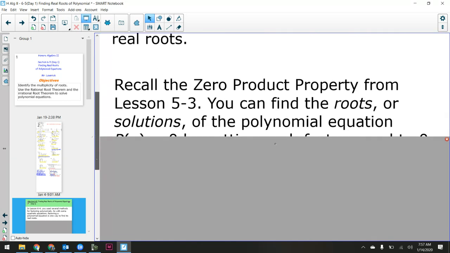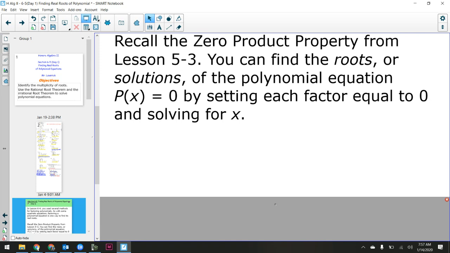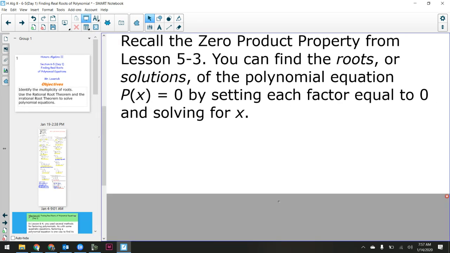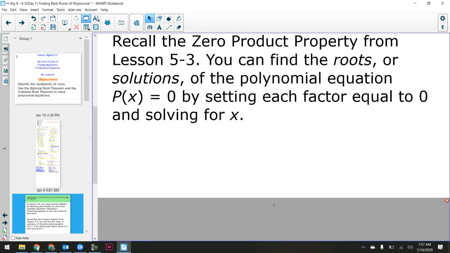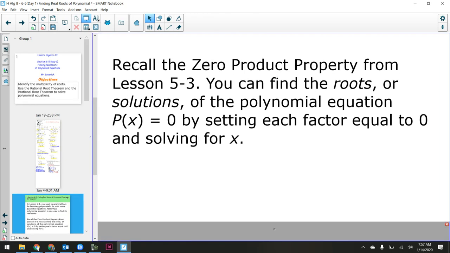Remember the zero product property: if you have found the factors, you can set the factors equal to 0, and that will tell you the roots. If you have a factor of x minus 3, x equals 3 is the x-intercept. If you've got a factor of x plus 4, then x equals negative 4 is your x-intercept. If you've got a factor of 2x minus 1, x equals 1/2 is your x-intercept, because you say 2x minus 1 equals 0, and then solve. We know that. That's not too bad.